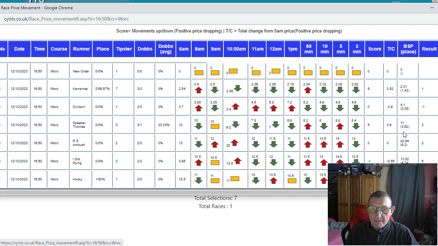Although that one had a lot better price. But you're always taking a risk on the place market. Although that is an interesting race with 1 runner, 7 runners would have given you 3 places. So overall, not a bad one to go on.